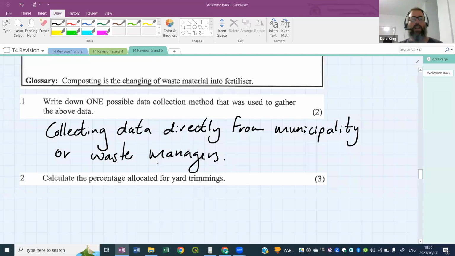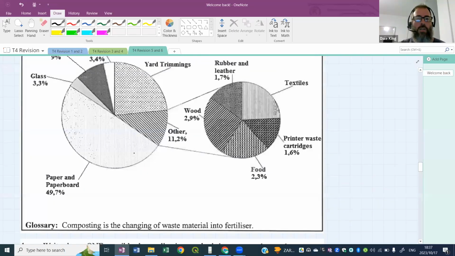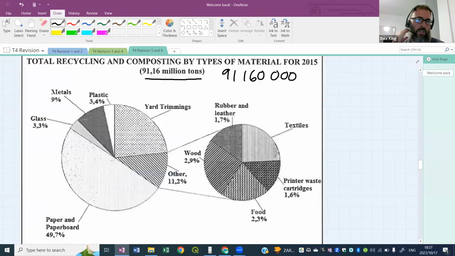All right. Finally, back to calculations, what we all feel comfortable with. Number 2, calculate the percentage allocated for yard trimmings. All right, there we go. So there's all the information you need. There are all the percentages. There's the total value for this pie chart. Calculate the percentage for yard trimming. So there's yard trimmings there. What is the percentage?